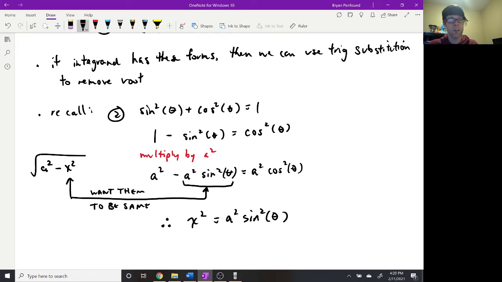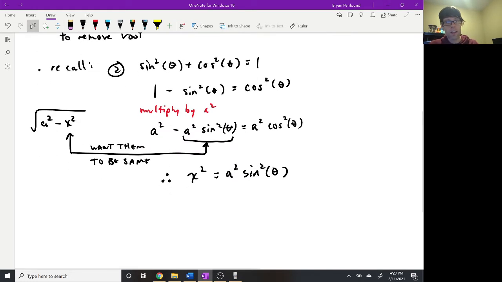So that's how we deal with integrals that look like a number squared minus x squared. We're going to set up the substitution to look like x squared equals a squared sine squared. That should allow us to remove the square root by replacing some stuff with a squared cosine squared. So that's going to get rid of the square root for us. This also sets up the differential in a nice way too.